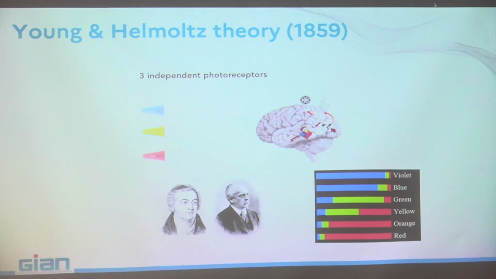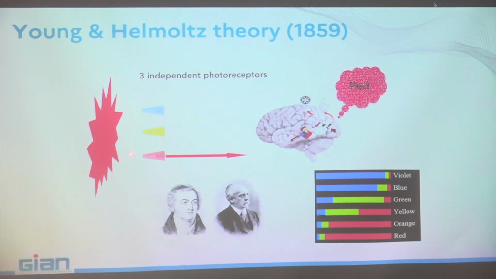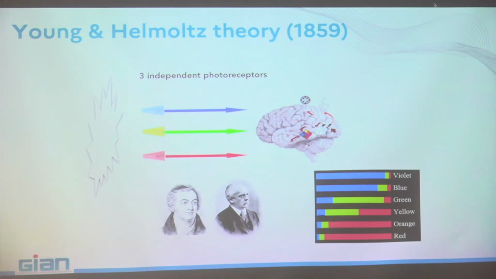And they said, okay, when I have something red here, the red photoreceptor responds and the brain sees red. If I have white, all respond and the brain sees white. It seems absolutely logical. Do we agree?